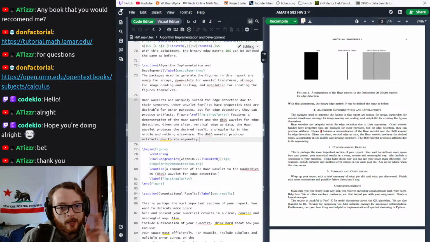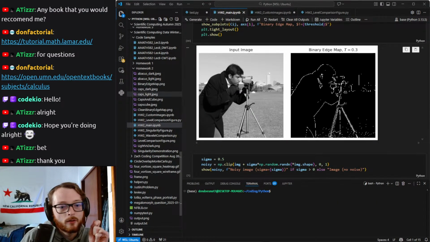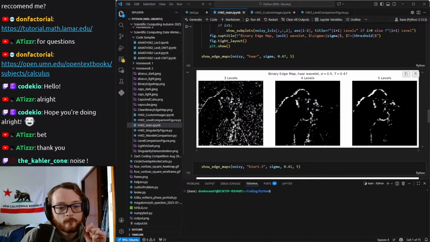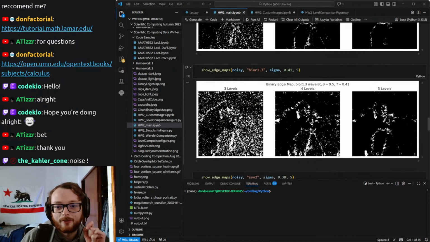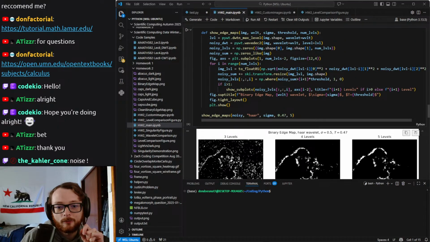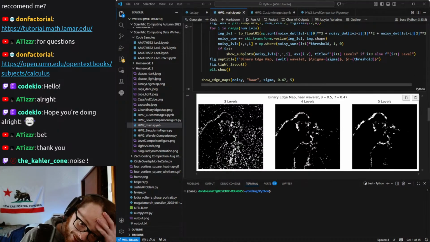So we talked about different types of wavelets. We can talk about noise. Shoot, I need to make a new figure. Ah, I already have so many figures.